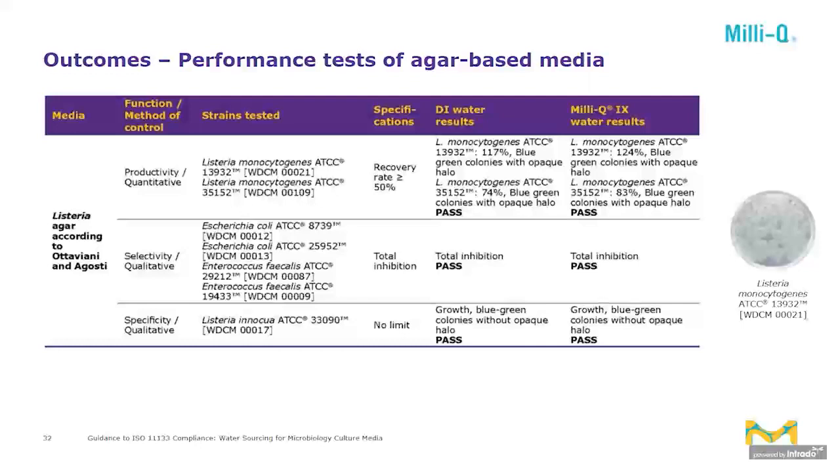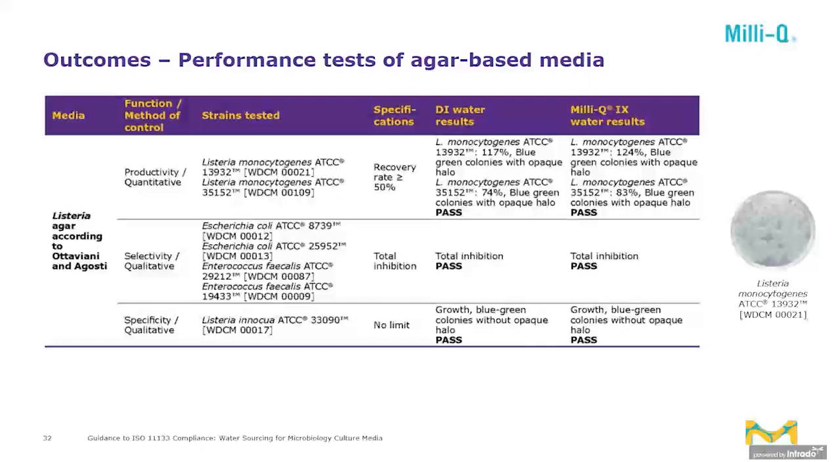For the productivity testing, we need a recovery rate to be tested, the same strains on the agar Listeria and on tryptic soy agar, and then compare the recovery rate after incubation. The recovery rate has to be more than 50%. The two Listeria monocytogenes strains have the specification to show blue-green colonies, as you see on the small picture, with an opaque halo, especially when you look against light, and the rest of the medium is clear. You see it a little bit on the small picture.